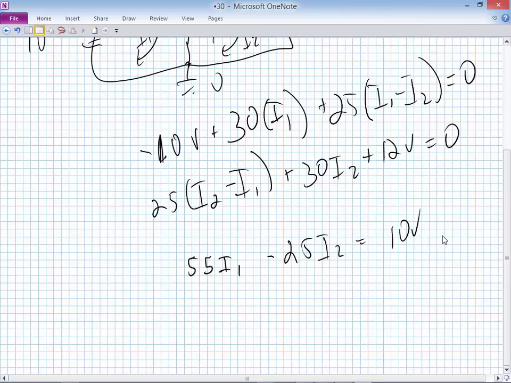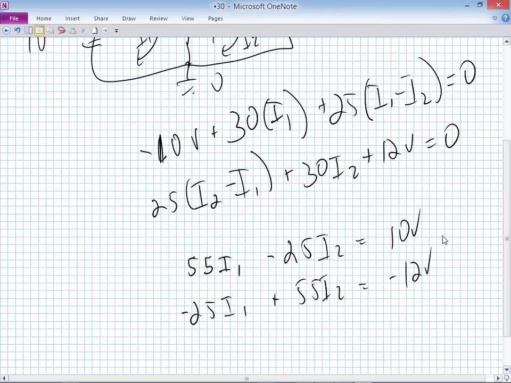Then we've got here minus 25 I1 plus, it looks like, again, 55 I2. Now, this is a bad example because normally they will not come out symmetrical. When I say symmetrical, it means the top half diagonal is equal to the bottom diagonal. This particular one's going to be symmetrical. And this is equal to minus 12 volts right there.